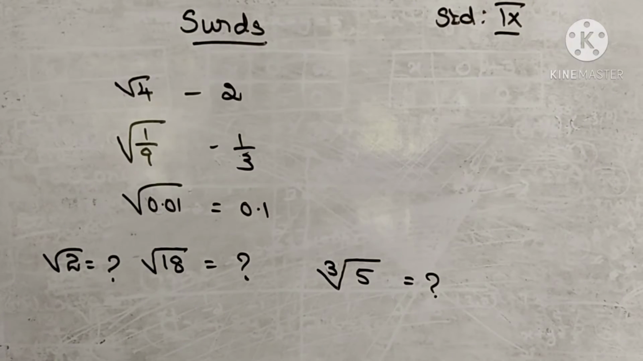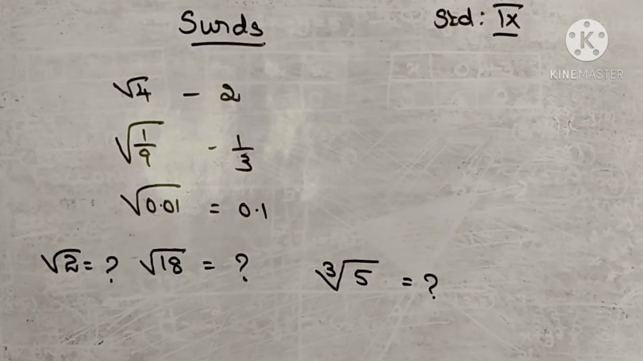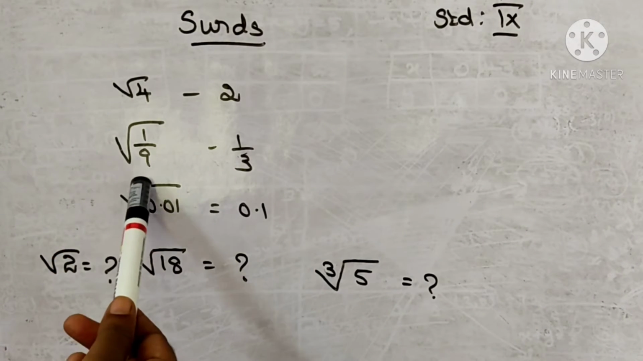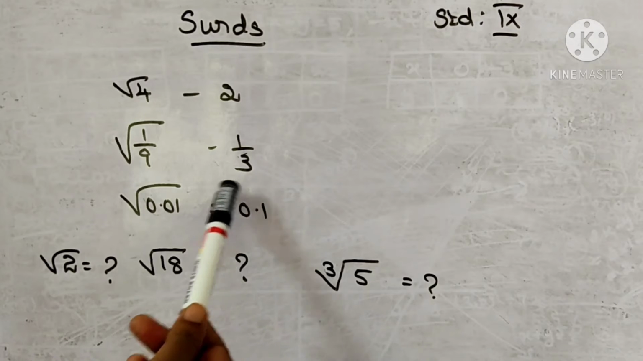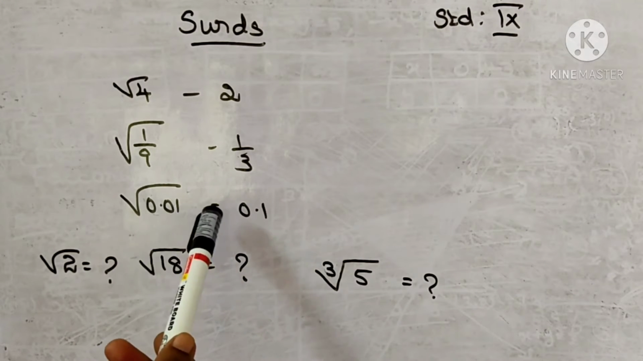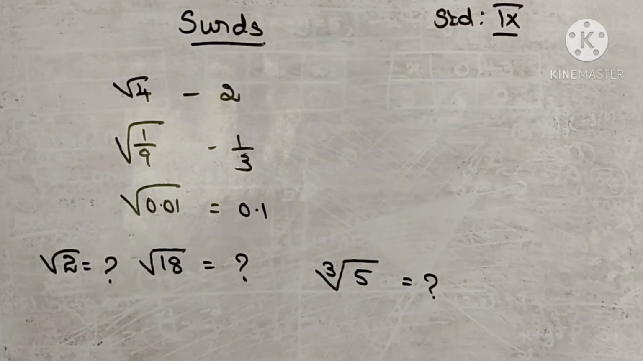Good morning students. In this class we are going to learn about surds, a distinctive way of representing certain approximate values. Can you simplify root 4? Yes, root 4 is 2, and root 1/9 we can write as 1/3. Root 0.01 is root 1/100, and the root of 1/100 is 1/10. 1/10 in decimal is 0.1.